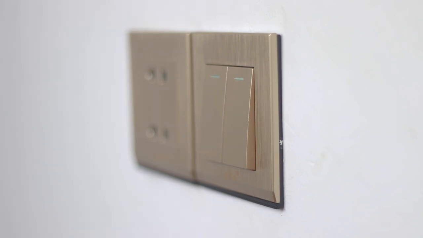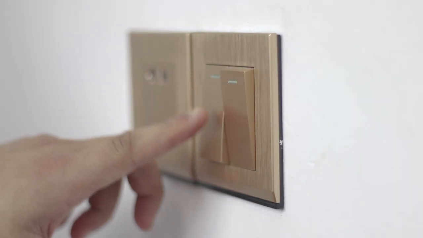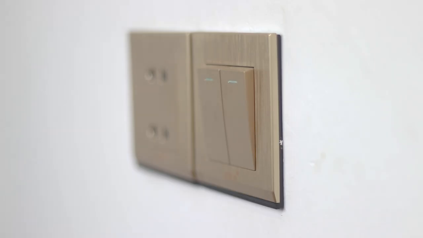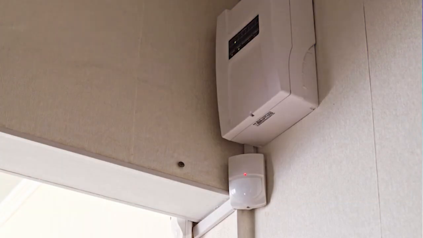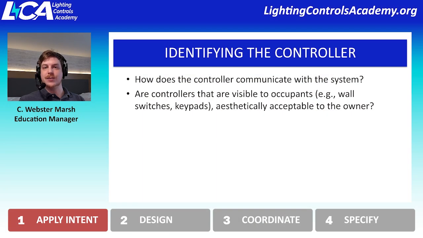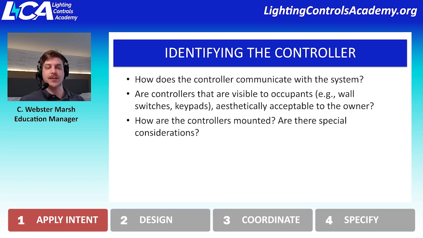Additionally, identifying which controllers are visible to occupants. Are we dealing with wall switches or keypads? And are these aesthetically acceptable to the owner? Does the owner have specific wants or needs for their devices? As a result, make sure you've clarified that this keypad may not be a controller, but it's still an aesthetic choice and a part of the system. We always want to confirm with them that this is acceptable, especially with sensors that can sometimes be mounted in the ceilings or in the walls, just making sure that they're aware of what could be impacting the space's appearance.